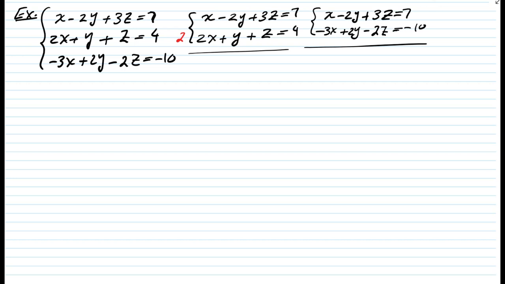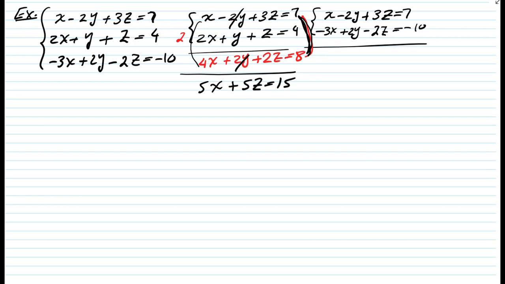Having done that, I'm going to multiply them. 2 by 2, 4x. The second equation is 4x plus 2y plus 2z equals 8. Then we're going to add first and third, these two equations together. X and 4x, that makes 5x. The y's are opposite, they add to 0, and I have 5z equals 15.